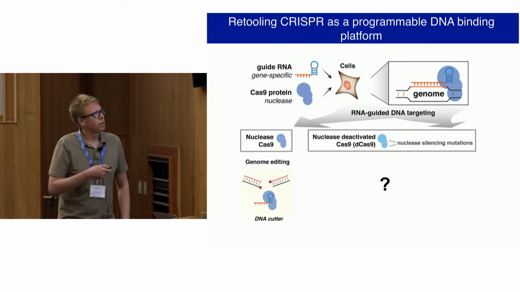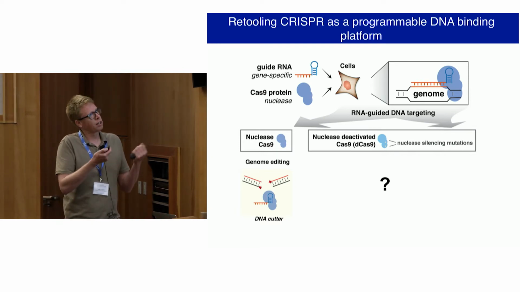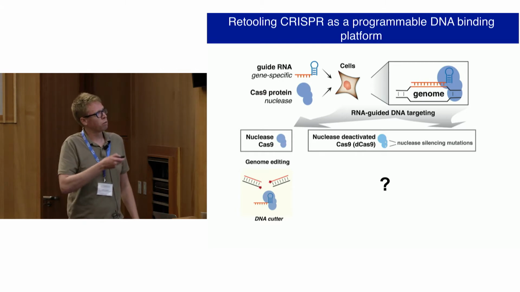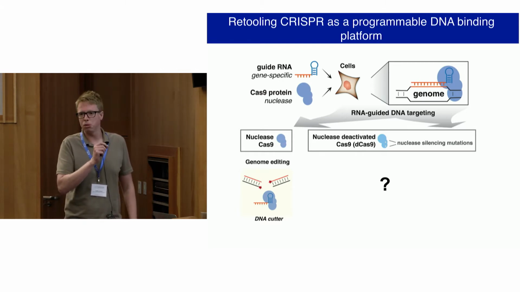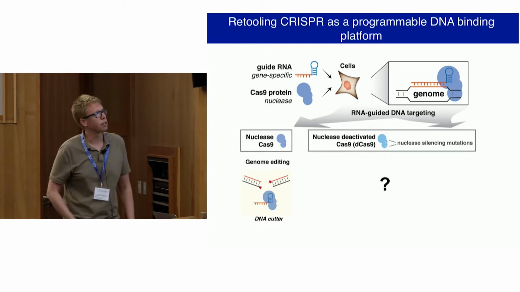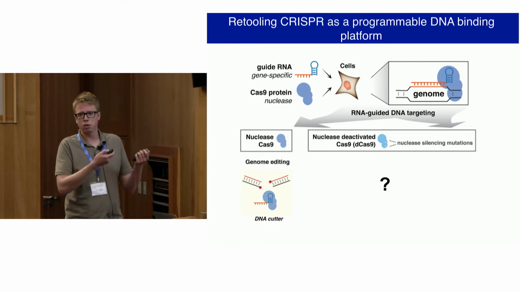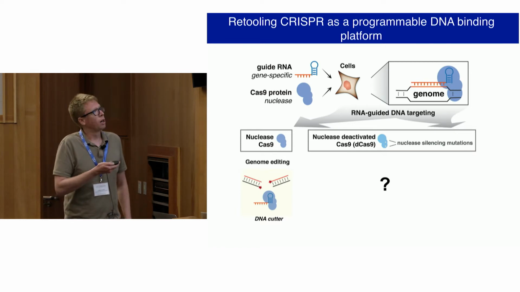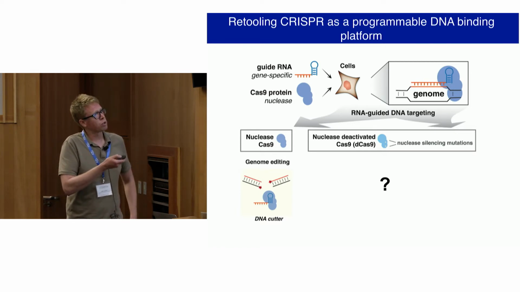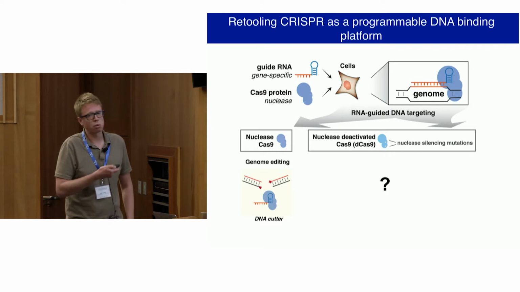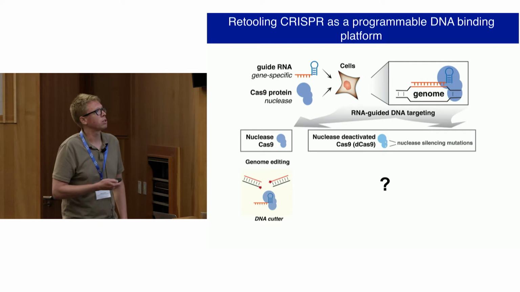And Stanley's a synthetic biologist. He had the foresight to ask... Jennifer had already shown that we could make mutations to Cas9 and that this protein would still bind to DNA. Stanley had the insight to wonder, well, what else could we use this for? And so he was the first to make these two inactivating mutations to Cas9 and then ask what we could do with this in a cell rather than just in a test tube.